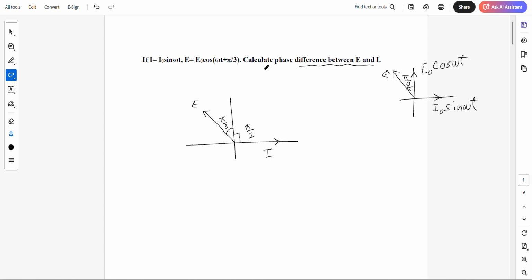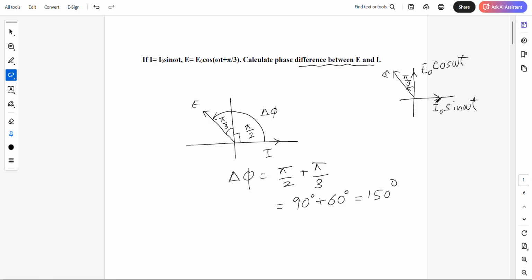Now what they are asking? Calculate the phase difference between E and I. This is the phase difference. This angle they are asking, the phase difference, delta phi. Delta phi is what? Sum of pi by 2 plus pi by 3, that is equal to 90 plus 60. How much will this be? 90 degree plus 60 degree is equal to 150 degree.